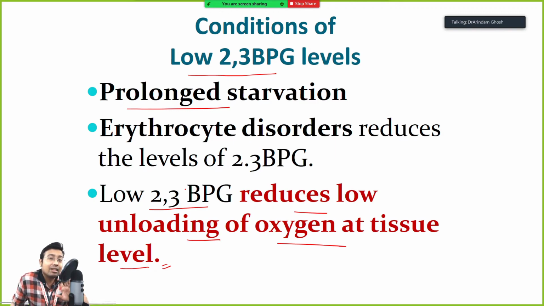It means whenever there is prolonged starvation, now cells are almost dying. So who will rejuvenate them? They need more and more oxygen, okay? So see, this line may appear confusing. Low 2,3-BPG level reduces unloading of oxygen at tissues. It means, follow me very carefully, tissues need oxygen because they are dying. But what is the main tissue that needs oxygen when they are dying? That is the brain, okay.